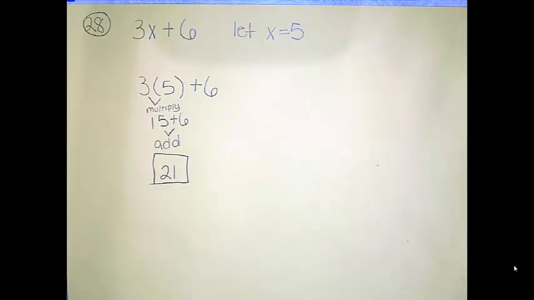For problem 28, the problem was 3x plus 6, and it said to replace x with 5, so it would be 3 times 5 plus 6. And first you multiply 3 times 5, which would be 15, and then you add 15 plus 6, which would be 21.